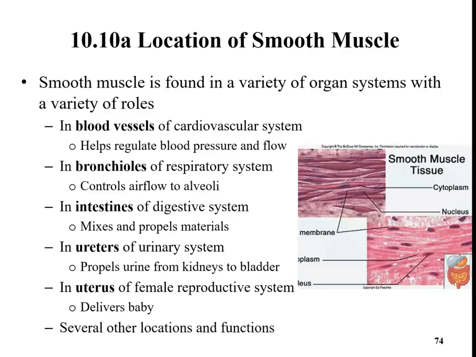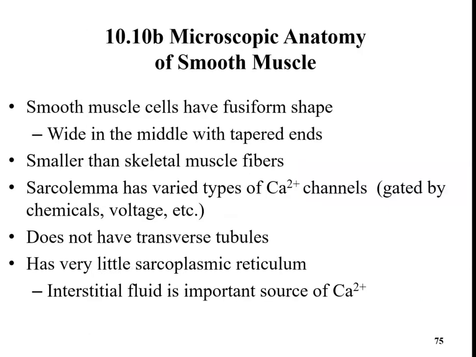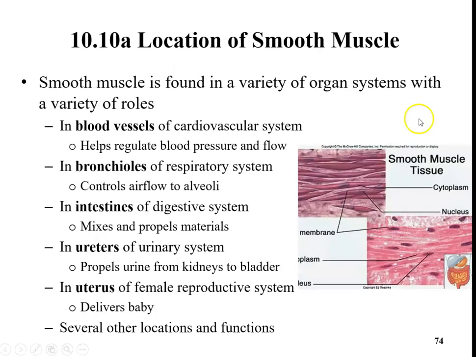The locations and functions are numerous, but big picture, this is not going to be under your voluntary control. This is all going to be happening automatically in the background, and it's not striated. Okay, we are not dealing with sarcomeres when we talk about smooth muscle. Smooth muscle cells have a fusiform shape. So they're wide in the middle with tapered ends, and you can kind of see that here, this fusiform shape.